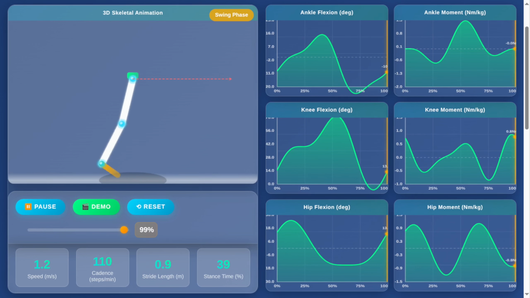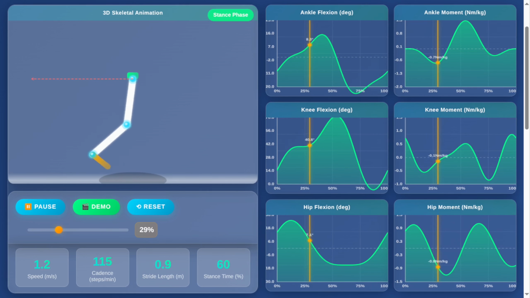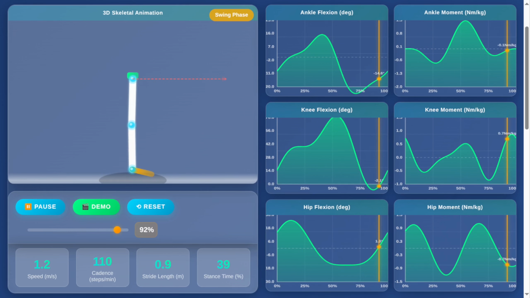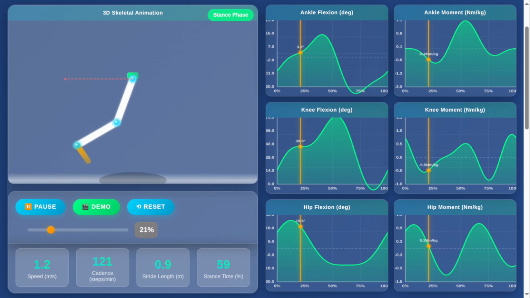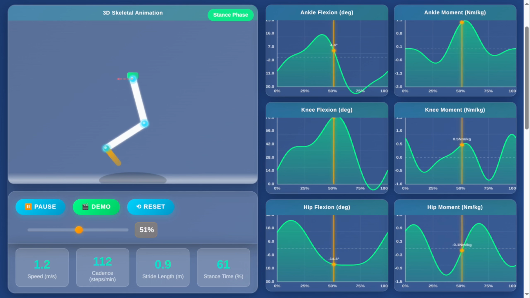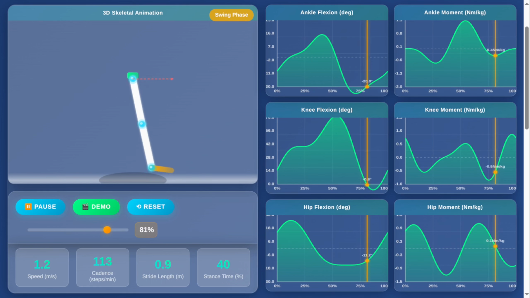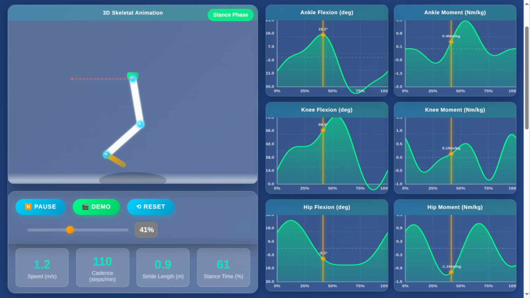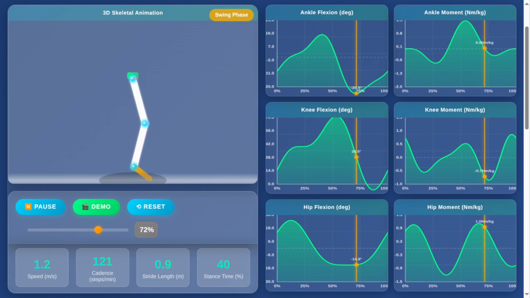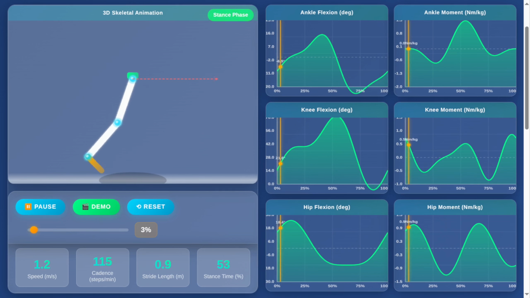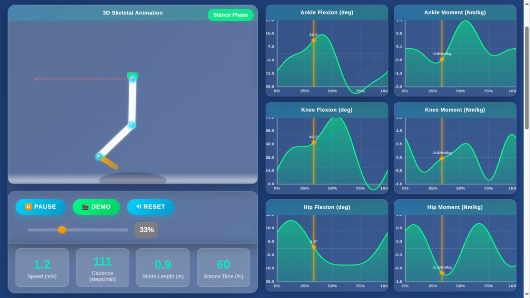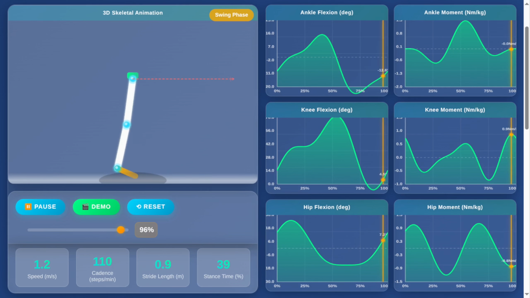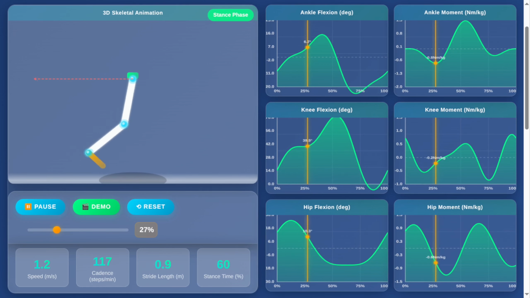Positive values generally mean hip flexion, thigh moving closer to the torso, and negative values indicate hip extension, thigh moving backwards. The hip typically extends during the stance phase and then flexes significantly during the swing phase to advance the leg forward. The hip moment, Newton meter per kilogram, graph displays the rotational forces at the hip. You might observe a large extensor moment during late stance for propulsion and a flexor moment during the swing phase for leg advancement. Below these graphs, the numerical readouts provide additional quantitative information about the gait.